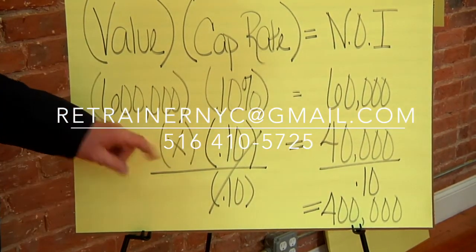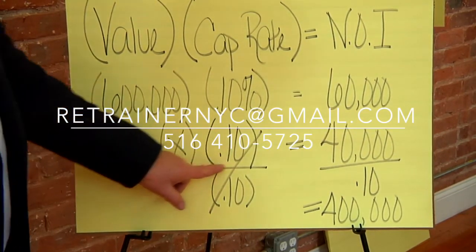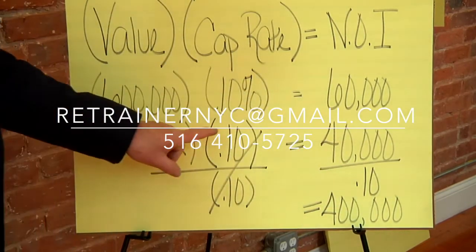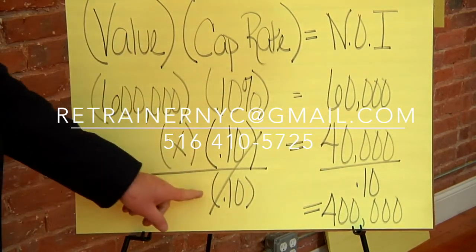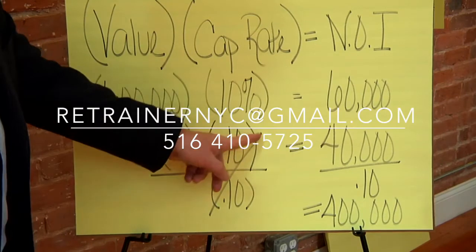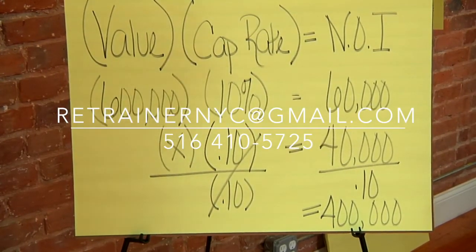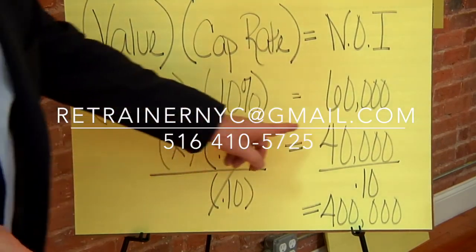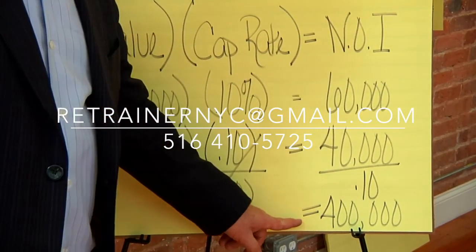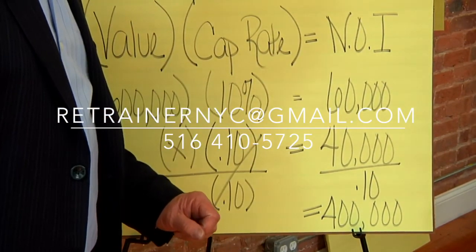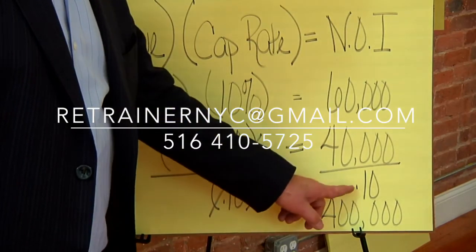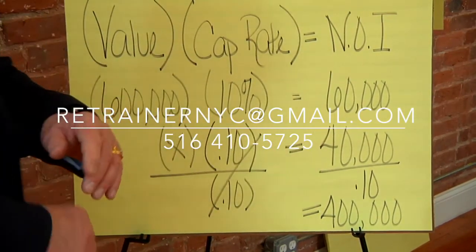We have to isolate this x. We isolate it by dividing both sides of the equation by what's sitting next to the unknown: 0.10, 0.10. On this side, anything divided by itself is 1, which is a non-entity in an algebraic equation. 40,000 divided by 0.10 gives us our answer, $400,000. How would you check it? 400,000 times 10% is $40,000.